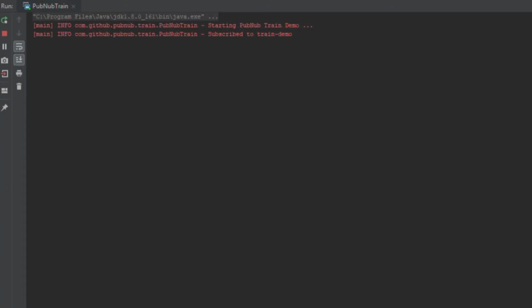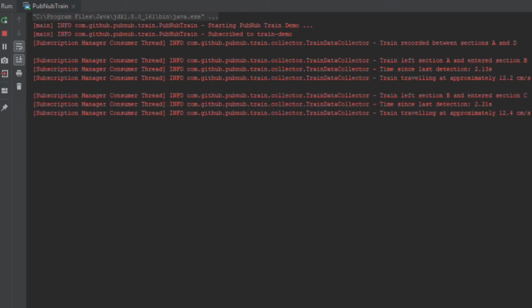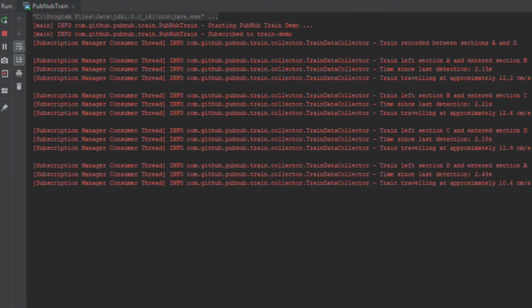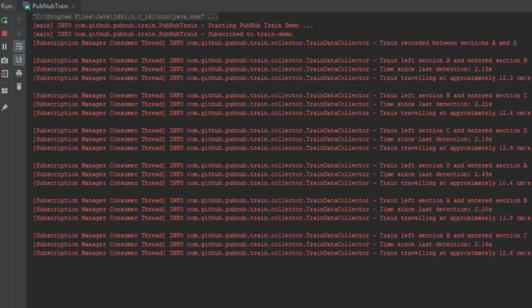And now what we're looking at is the console output of my Java application, which is subscribed to the same channel that the Raspberry Pi is publishing messages to. Using the train's interactions with the buttons, we can determine where the train is on the track and also its speed between two given measurements.